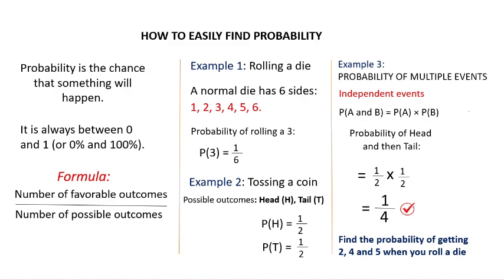You can also solve this question. Find the probability of getting 2, 4, and 5 when you roll a die and drop your answer in the comment section.